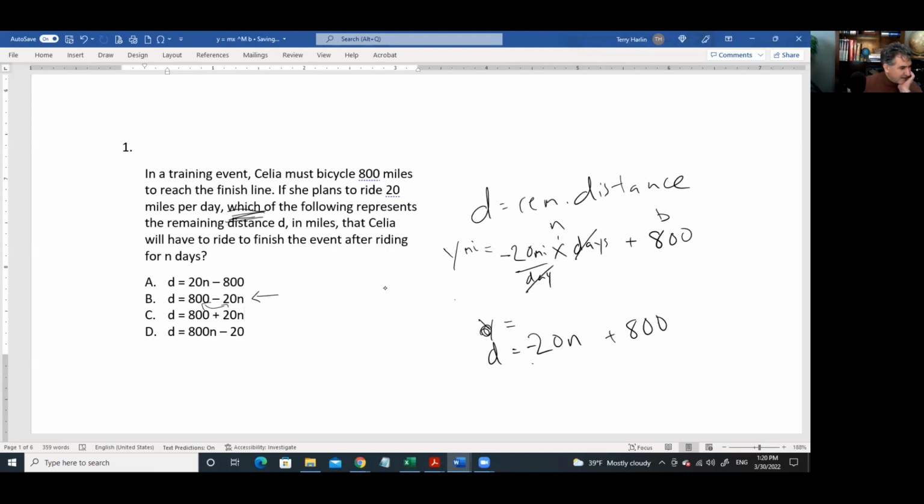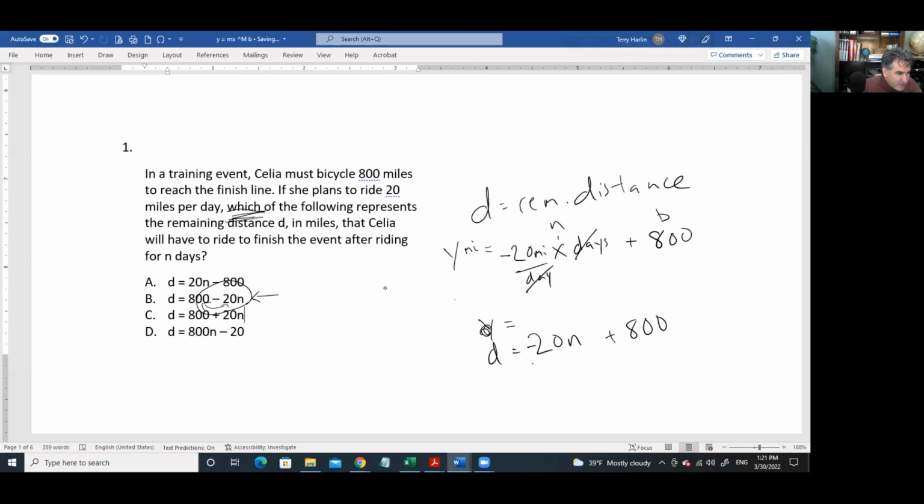So I could either start with the slope or I could start with the distance. Going back to the beginning of the problem, if she plans to ride 20 miles per day, immediately I'm looking at that as subtracting that number from my D, which is the remaining amount. So I'm going to look for a negative slope, and my only answer that has a negative slope is B, a slope of negative 20, so there's my answer. I can jump right on it.